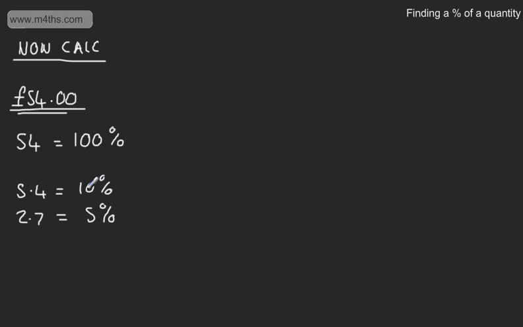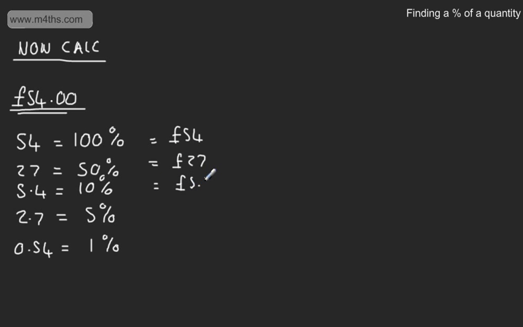If we wanted 1%, we would simply divide the 10% by 10, and that would give us 0.54. And this is going to be 1%. I've left now the 50%, as all we would do is half this, and we would have 27 is equal to 50%. With these values right here, we can make up any whole number percentage of 54. So what we've got here is now £54. Here we've got £27. We've got now £5.40. We've got £2.70.